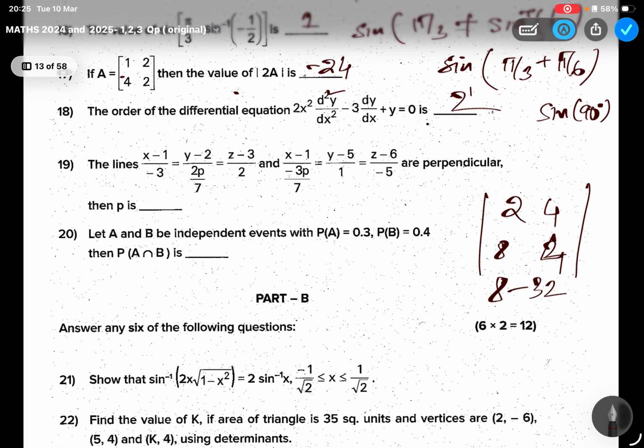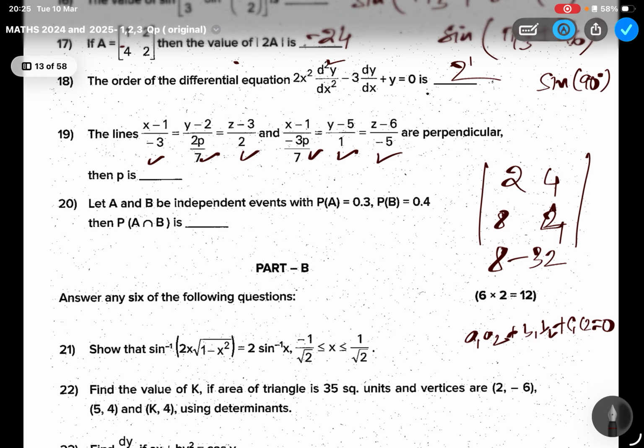Next, the lines are perpendicular, and you know the condition for perpendicularity. Here it is a1 b1 c1, a2 b2 c2, a1 into a2 plus b1 into b2 plus c1 into c2 is equal to 0. Do that, you will get the p value, isn't it? So I hope if they are asking parallel, the ratio of the constant value will be same.